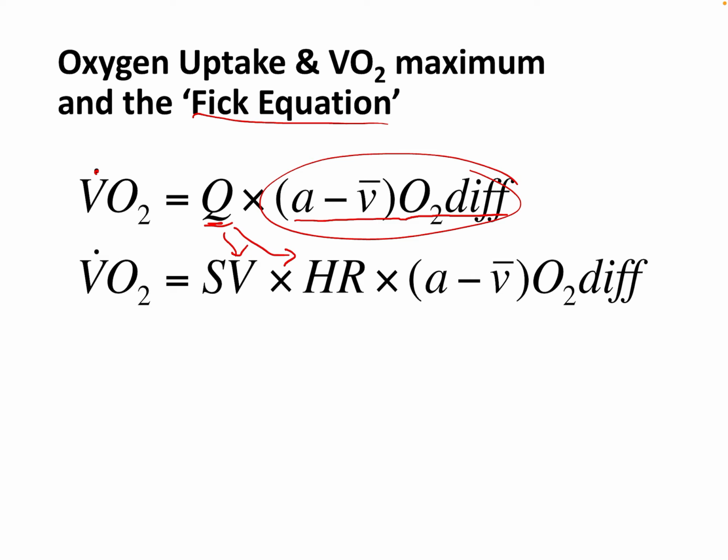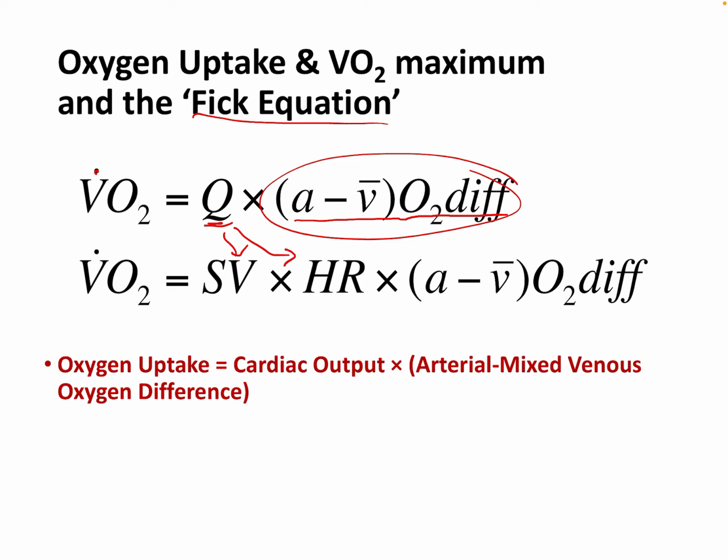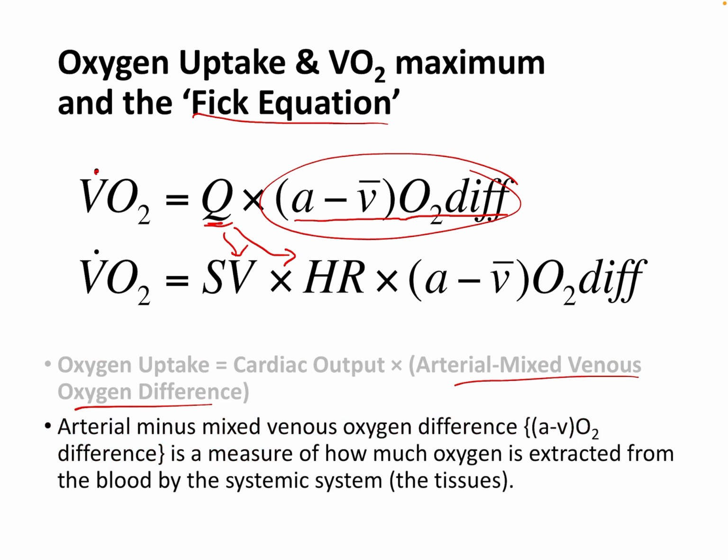So the maximum amount of oxygen that a person can use is going to be related to their cardiac output. So that's the delivery, as well as how much oxygen is actually able to be used by the muscle cells. And that would be the uptake. That's our AVO2 difference.